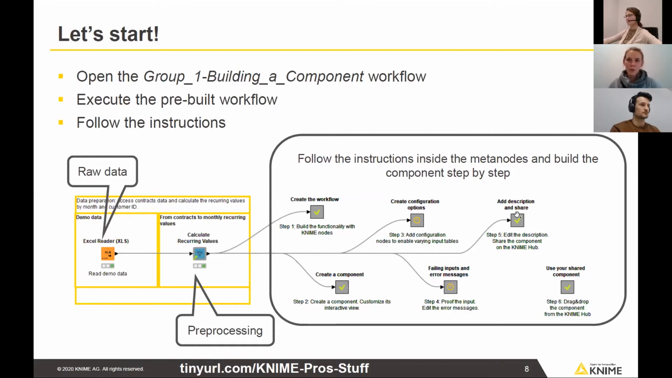Step 5, we fine-tune the component with a description and an icon. And step 6 is we check, is the component working? No, step 5 is still, after fine-tuning, we share the component. And in step 6, we then use the shared component from the KNIME Hub space that we have.